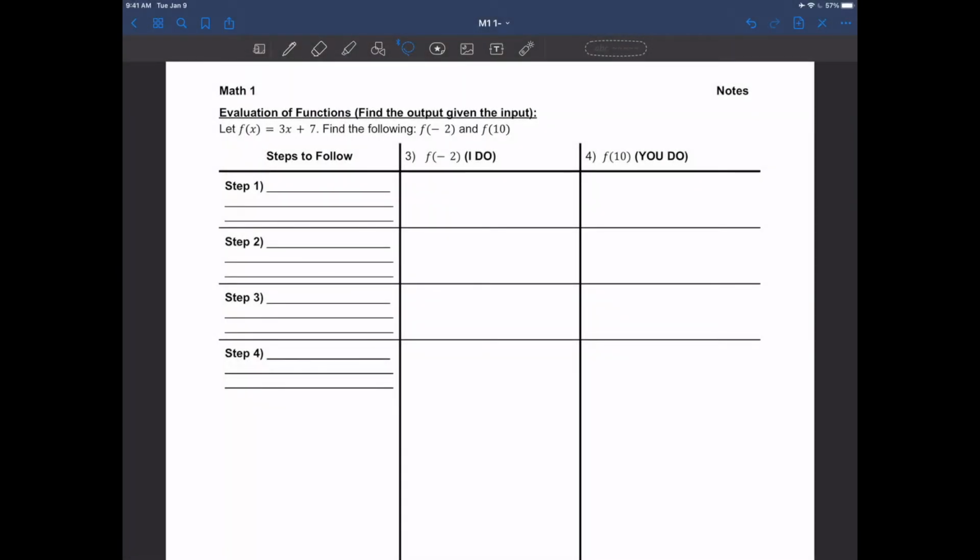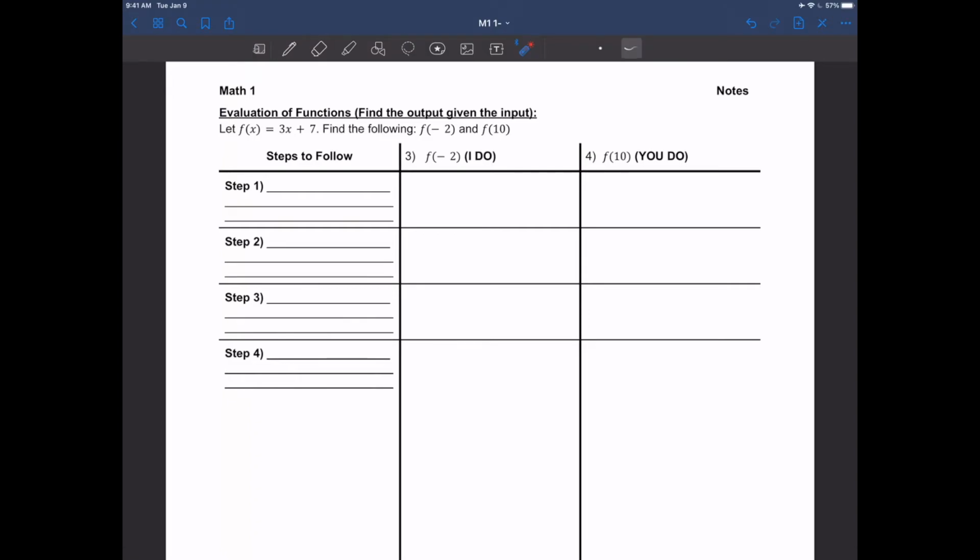Evaluation of functions. This is when you find the output given the input. Let f of x equal 3x plus 7. Find the following: f of negative 2 and f of 10. So I'm going to find f of negative 2, and I'm going to ask you to find f of 10.